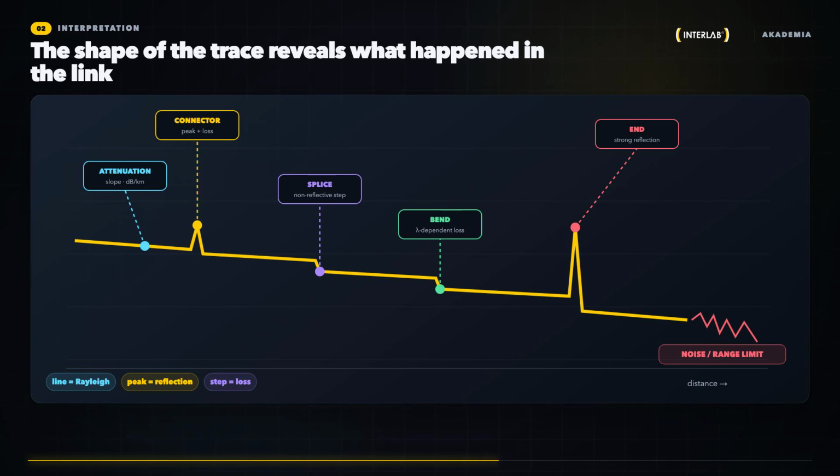One pulse is not enough. Backscatter is extremely weak, so the OTDR repeats the measurement many times and averages the samples. Longer averaging smooths the trace, but it cannot fix a poorly selected pulse, a dirty port, or an event hidden inside a dead zone.